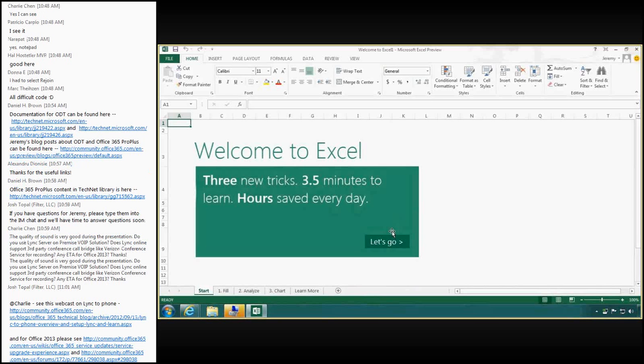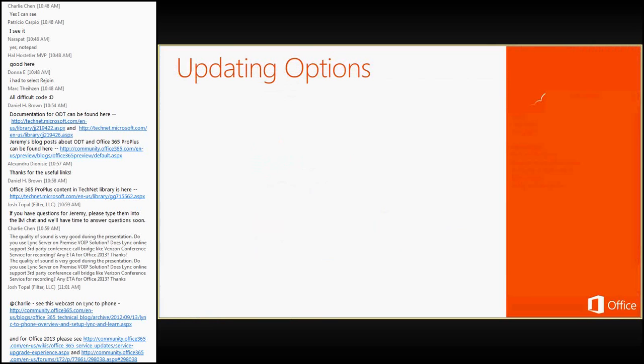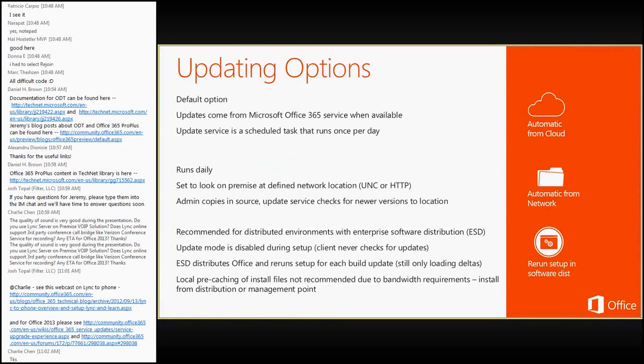So we've got 3 different update options. I need to make sure I cover this. You can either update automatically from the cloud. That's the default one that we turn on. Or we can use that same daily running service to look at your own location that you specify, either a UNC or an HTTP path. Or you can stop the updating process altogether and just have it wait for another setup to run. In all 3 cases, we're just doing differential updating. We're looking at what's installed on the computer, then only installing the deltas on the system.